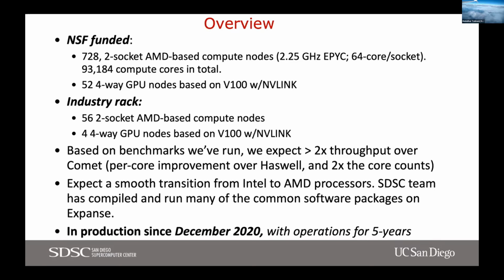And overall, based on whatever benchmarking we've done, we've easily doubled the Comet throughput, and it's been a pretty smooth transition for anyone who's been going from Intel to AMD processors, and we've pretty much replicated the Comet stack on Expanse. It's been in production since December 2020, and it will have operations for 5 years.